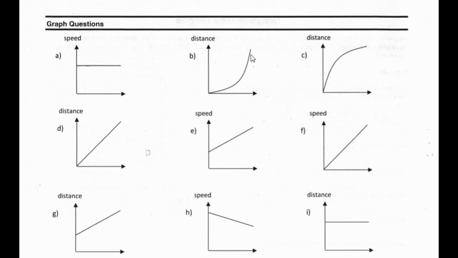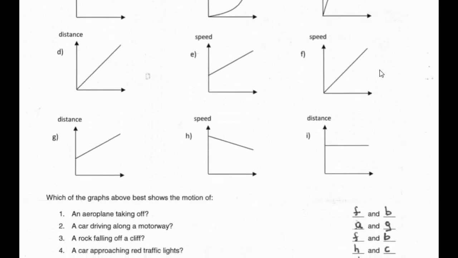Note that it's sloping in the opposite direction to that in graph B, which would be an acceleration, increasing velocity. This one in C shows a decreasing velocity as the gradient decreases.